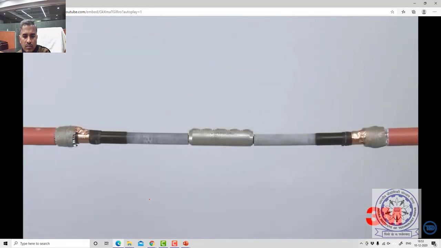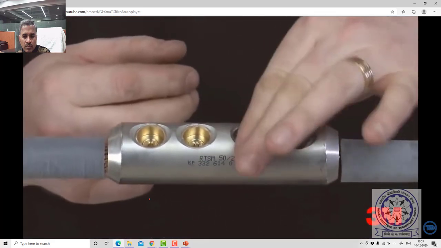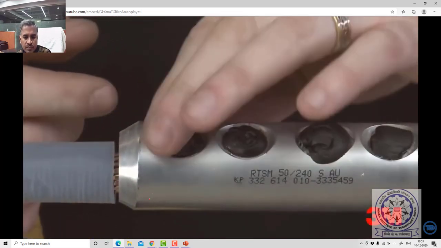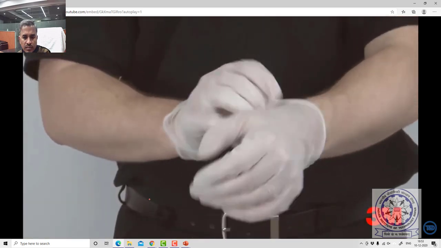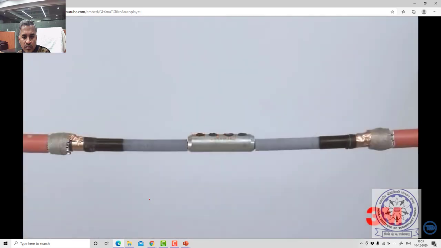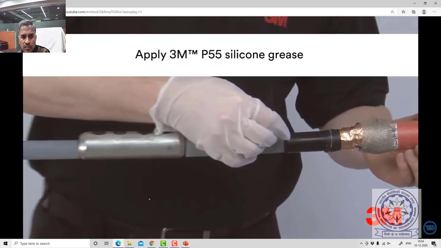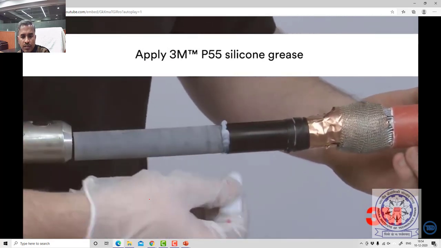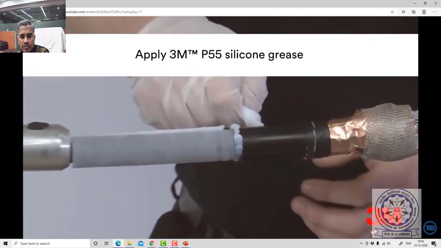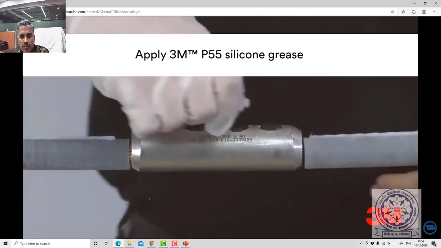Scotch Seal 5313 Mastic is used to fill the mechanical connector screw holes and smooth out the connector profile. The 3M cable cleaning wipes are then used to remove dirt and grease from the cable and connector. 3M P55 silicon grease is applied over the primary insulation, semiconductor screen and connector, remembering to leave the connector till last to avoid contamination.